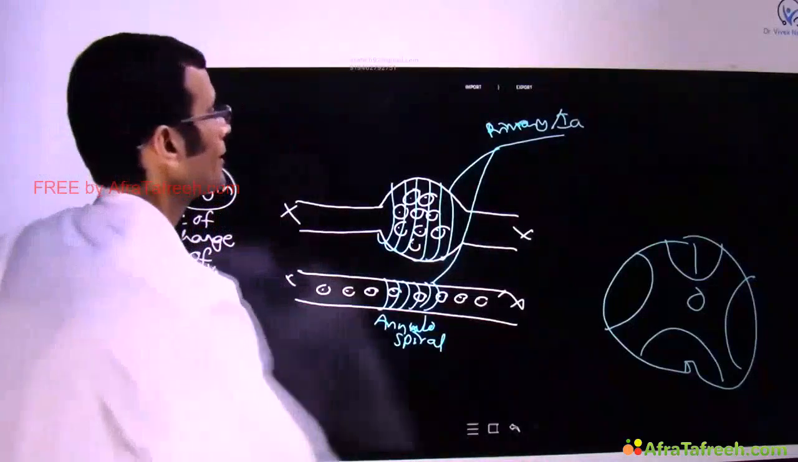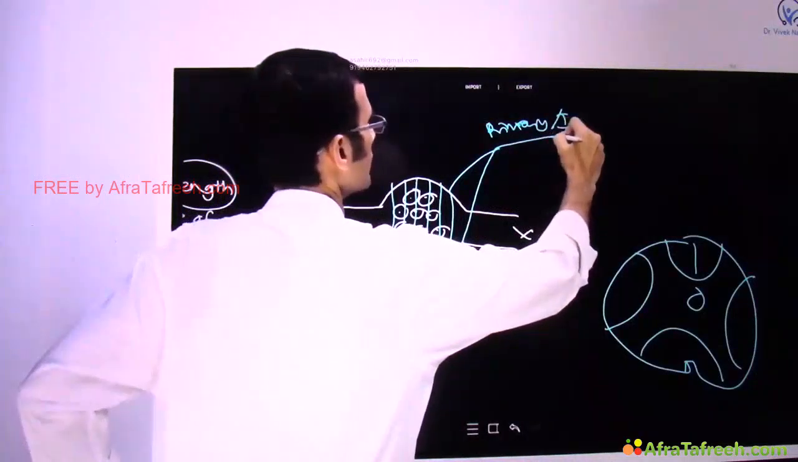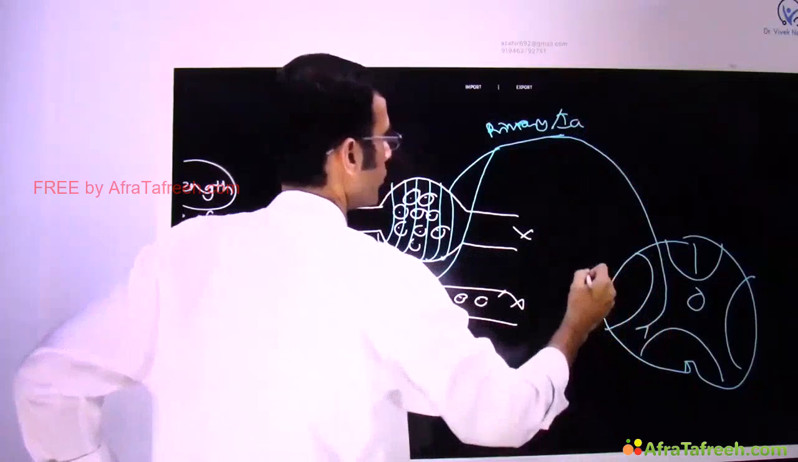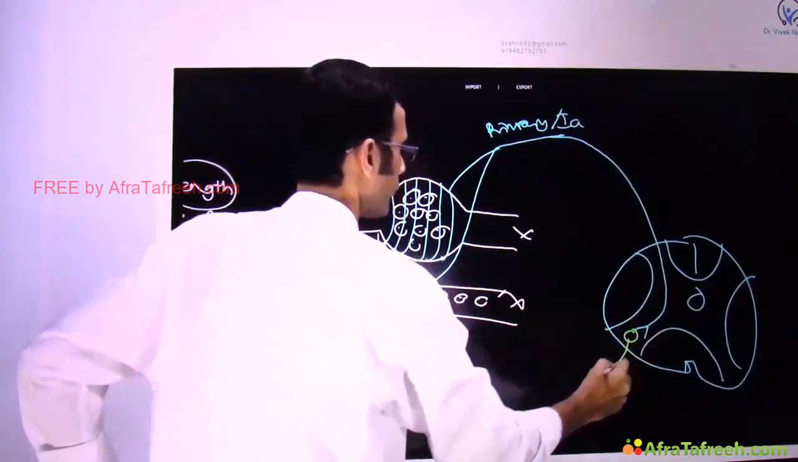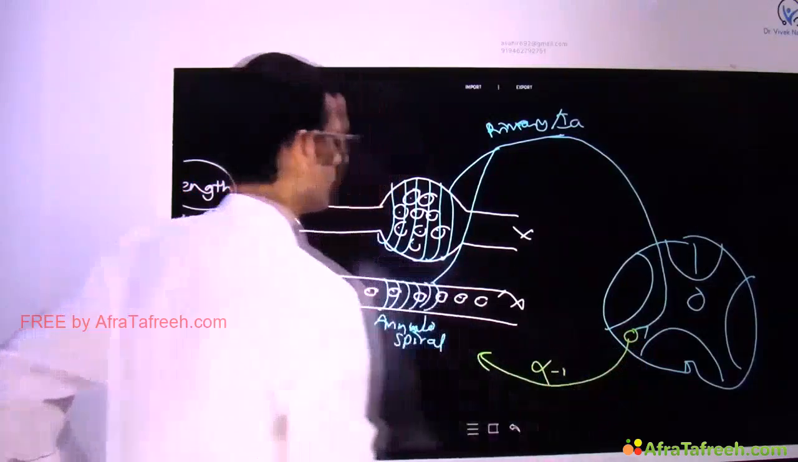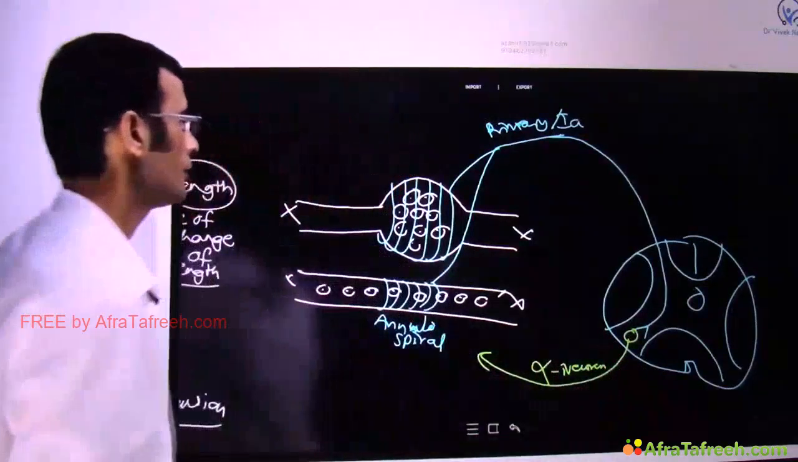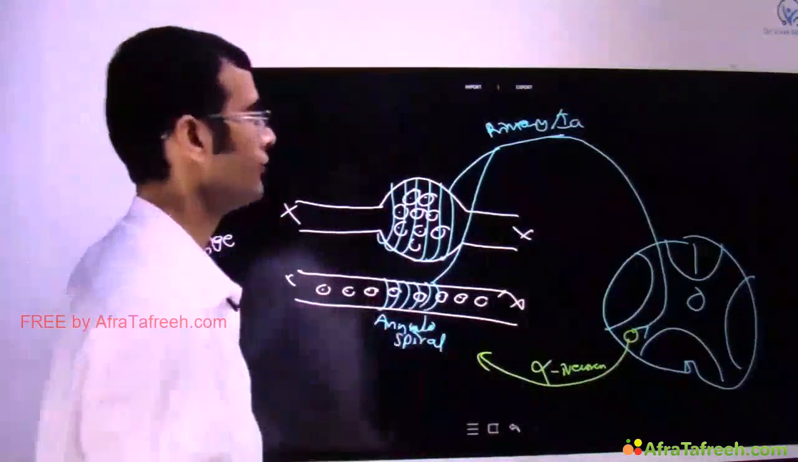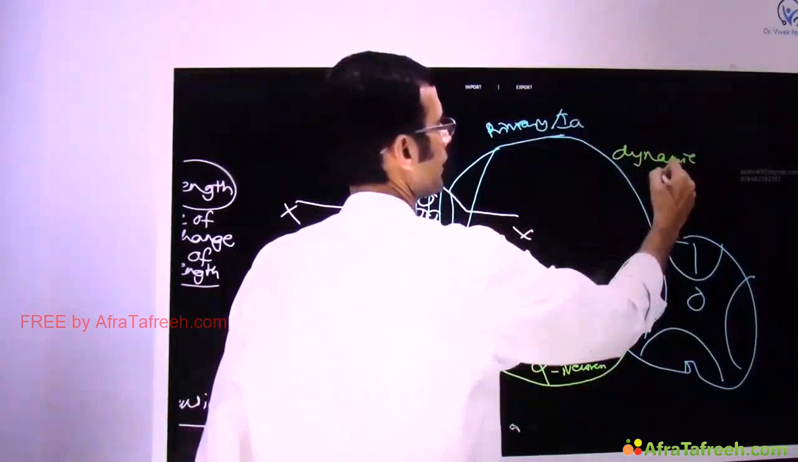So that's a primary or 1A afferent. It enters the spinal cord and ends on the alpha motor neuron. Alpha motor neuron will go back and innervate the extrafusal fiber. This is the circuit for dynamic stretch reflex. These are the components of dynamic stretch reflex.